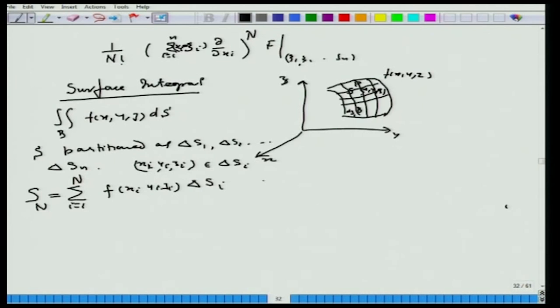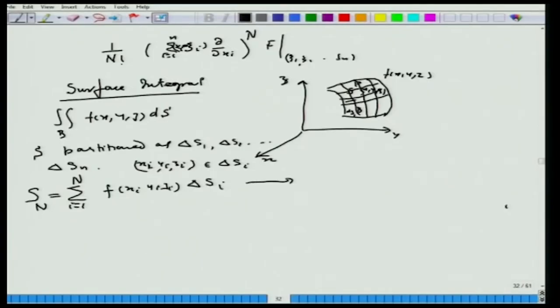Now, here these surfaces are partitioned into these subsurfaces such that the maximum surface area goes to 0. That is what is to be ensured here, so that we do not partition only this and then leave certain other elements. That should not be done. Each element should be partitioned so that its area goes to 0. So, if this limit as n tends to infinity, such that the maximum of delta S_i goes to 0, that is what we have to ensure.